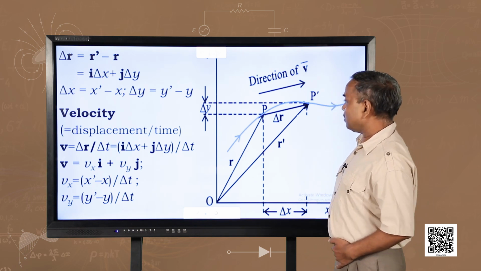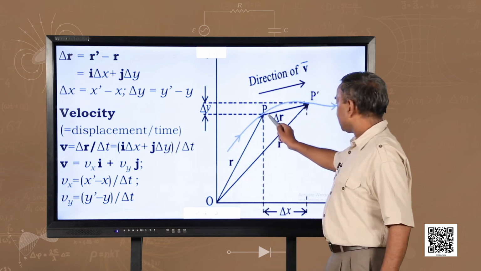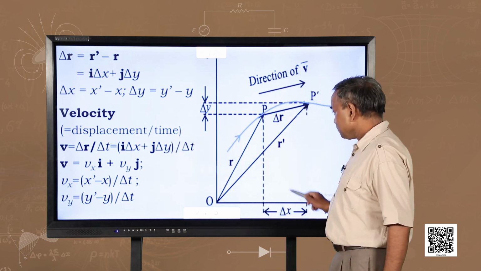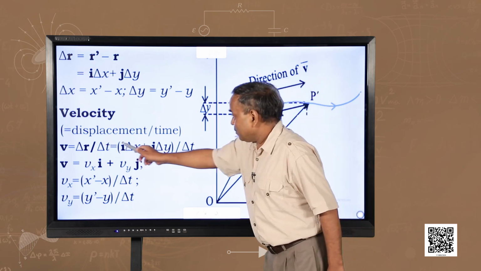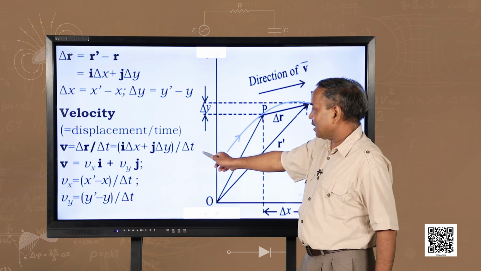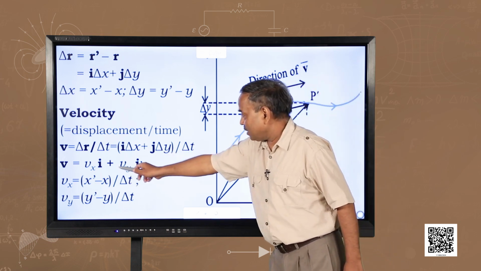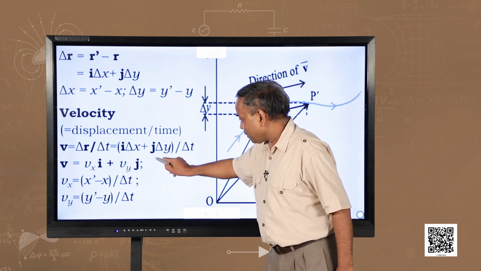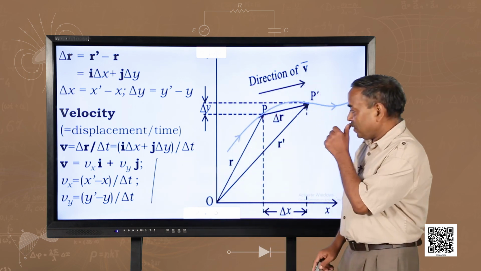So, velocity can be given as displacement by time. What is the displacement? Delta x plus delta y. v is equal to delta r by delta t, which is equal to (i delta x plus j delta y) by delta t. So, v is equal to vx i plus vy j, and we can find out different components like this.